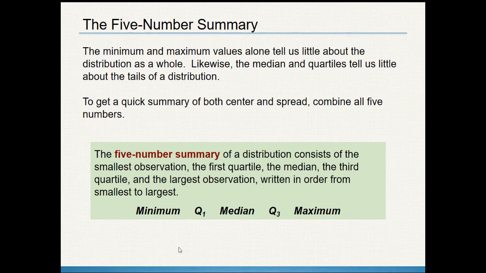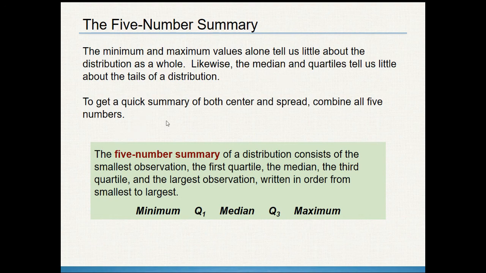Finally, for today, we're going to look at the 5-number summary. So this will be our last slide for today. The 5-number summary is basically, you've got your minimum value and maximum value. They tell us how the distribution as a whole goes from the minimum to the maximum. And then you look at your Q1, your median and your Q3. The median and the quartiles tell us little about the tails of a distribution, so that's why it's important to have the minimum and maximum.